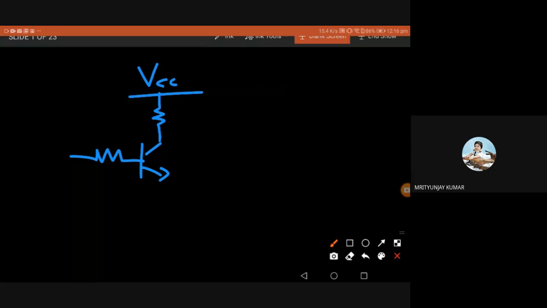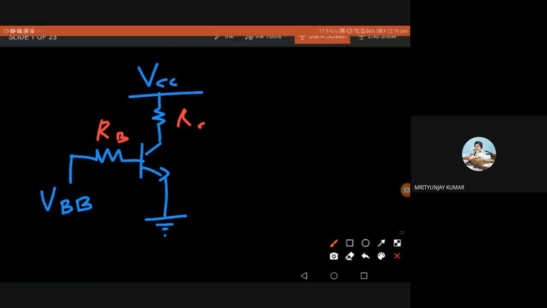The first circuit is the very common one which you studied initially. The base resistance. This is the transistor, and this is the resistor, and there's a VCC given, and I need a VBB given in the input. This is grounded. Here I have only two resistors, RC and RB. This type of biasing is called base bias. We have a base resistance and a voltage source in the base.